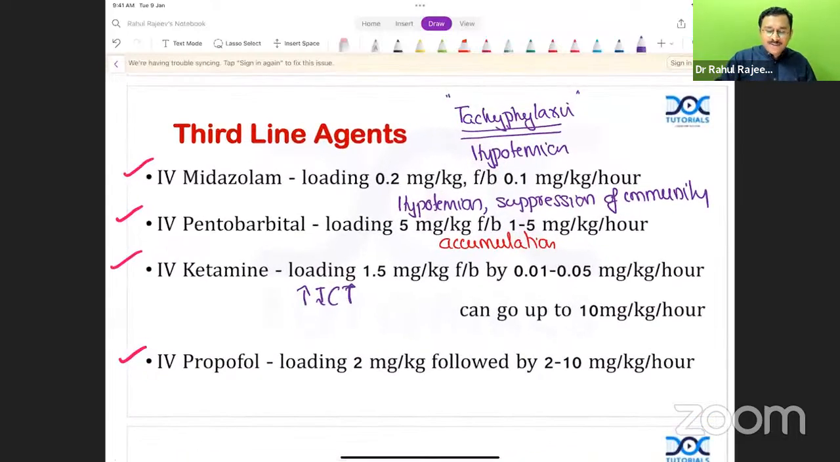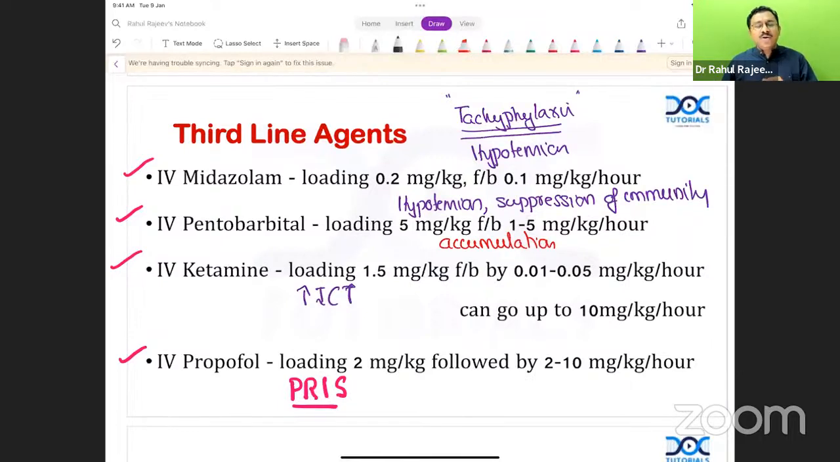Propofol, again, the problem with continuous infusion of propofol, especially if you continue it beyond 12 hours, is the development of PRIS, that is propofol infusion syndrome, which occurs due to propofol affecting the beta oxidation in the mitochondria.